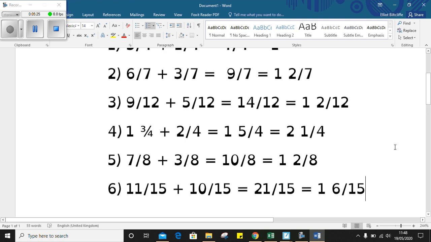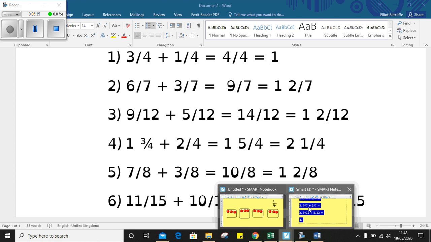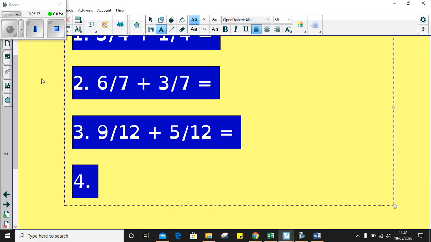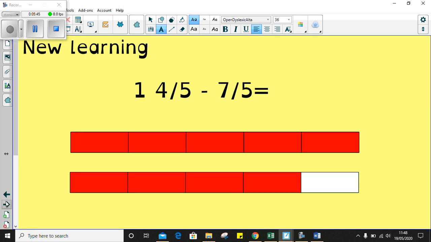So you've got options when you're answering these questions, but it's always best practice to try and simplify them to the easiest fraction you can. We are going to have a look at subtracting two fractions now. So very similar to addition, just the other way around.